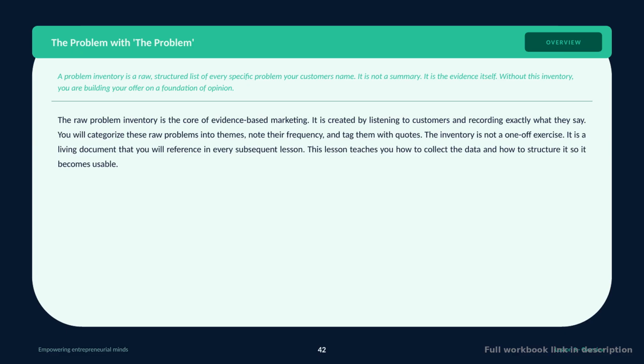The raw problem inventory is the core of evidence-based marketing. It is created by listening to customers and recording exactly what they say. You will categorize these raw problems into themes, note their frequency, and tag them with quotes. The inventory is not a one-off exercise. It is a living document that you will reference in every subsequent lesson. This lesson teaches you how to collect the data and how to structure it so it becomes usable.